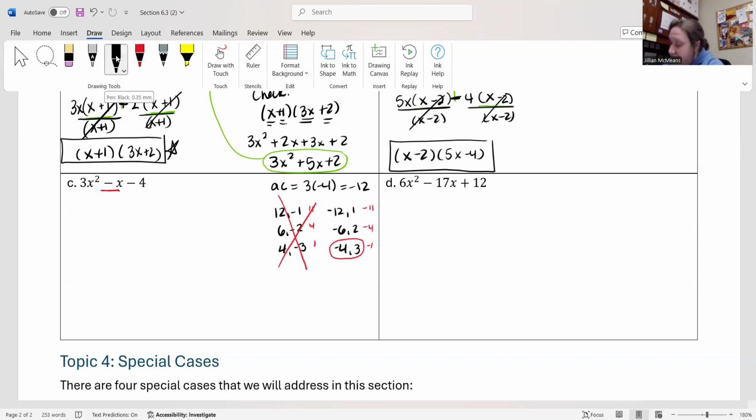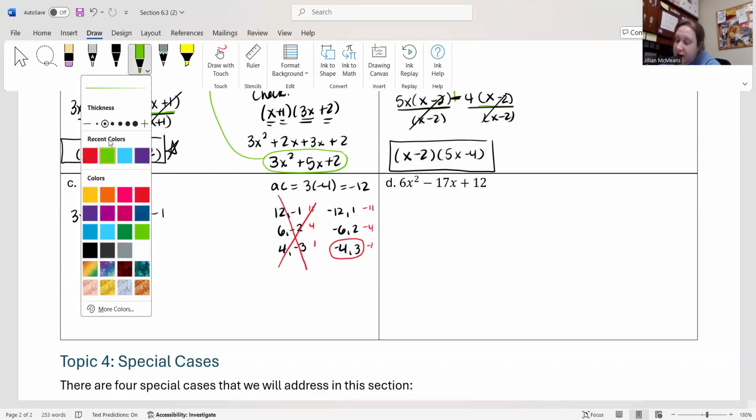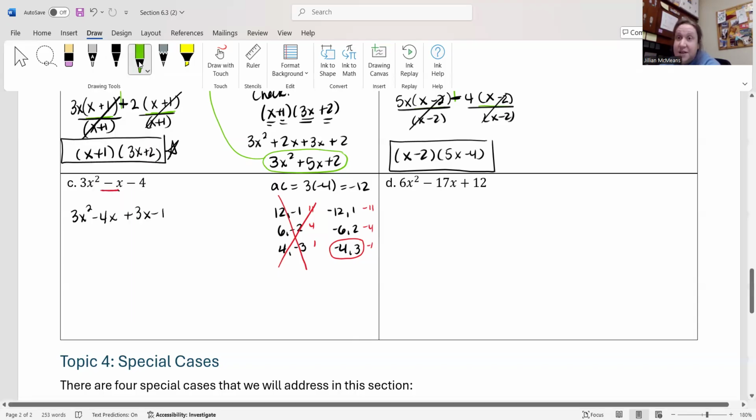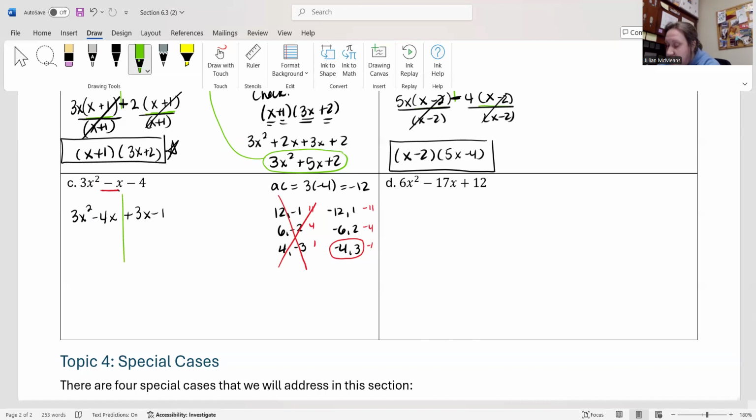So when I rewrite this, I'm going to write this as 3x squared minus 4x plus 3x minus 1. You could certainly write this as 3x squared plus 3x minus 4x minus 1. It does not matter the order. The factoring will look different, but the final answer, I promise you, will be the same. And I wrote it in this particular order for a very particular reason, so you can see something that may come up. So looking at the first two terms, we have 3x squared minus 4x.